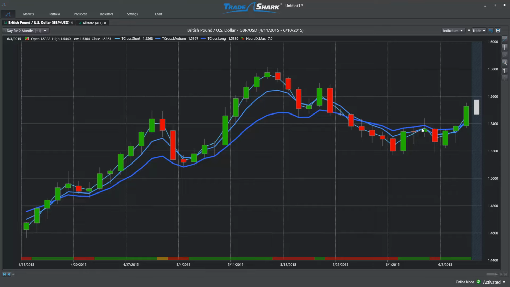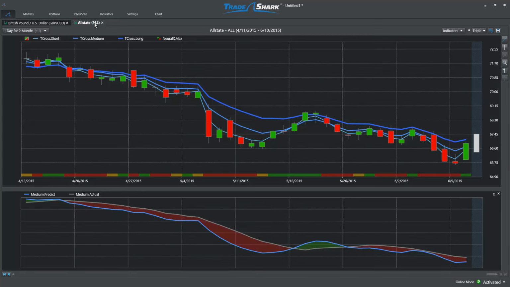In addition to identifying areas of support and resistance, the triple crossover helps traders better account for market volatility as a trend develops. For example, look at this chart for Allstate. We can clearly see this market is in a downtrend. However, let's take a closer look. You'll notice TradeShark started forecasting market prices to move lower and a strong downtrend developed. However, because the downtrend was so strong, it greatly increased daily volatility.